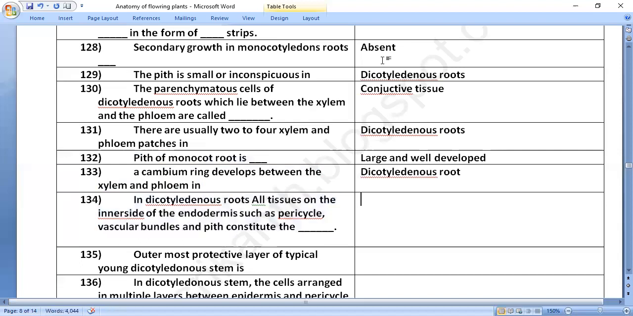In dicotyledonous roots, all tissues on the inner side of the endodermis, such as pericycle, vascular bundles, and pith, constitute stele.